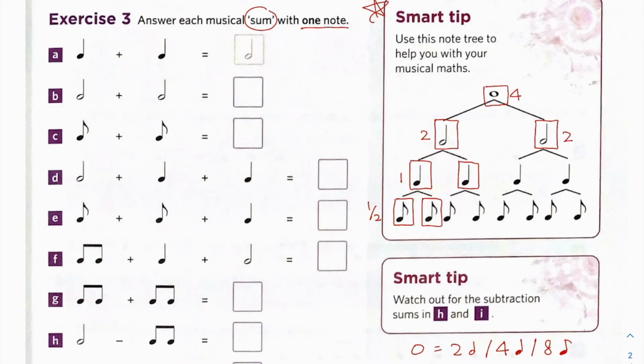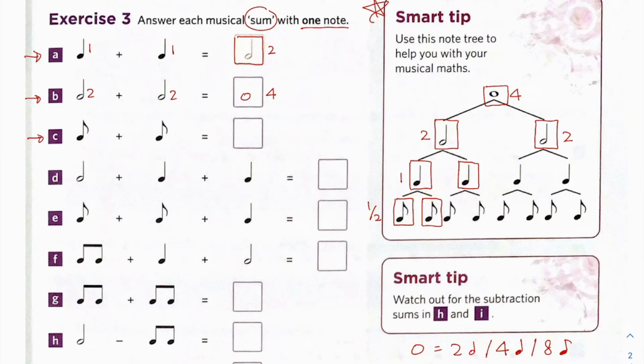Now with that in mind, we're going to do the exercise together. Let's start with question A. Here we have a crotchet plus a crotchet. A crotchet is 1 beat, so 1 plus 1 equals 2. We cannot put in 2 because they ask us to use a musical note as an answer. So 2 can be shown as a minim. Question B, here we have a minim which is 2 beats plus another minim which is also 2 beats. So 2 plus 2 equals 4. 4 would be a semi-brief.